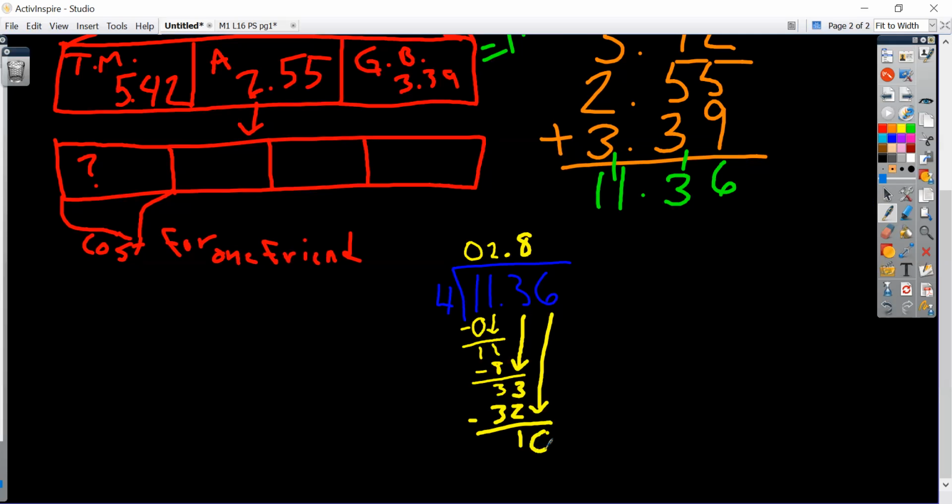hundredths. So we're now working with 16 hundredths. Again, knowing our multiples of 4, 4, 8, 12, 16, that's 4 groups of 4. And then we're left with 0 remainders. So that's our quotient, that's our answer. So the cost of each friend is going to be $2.84.